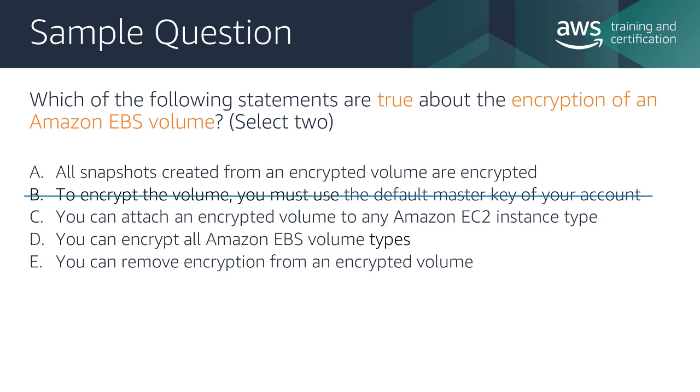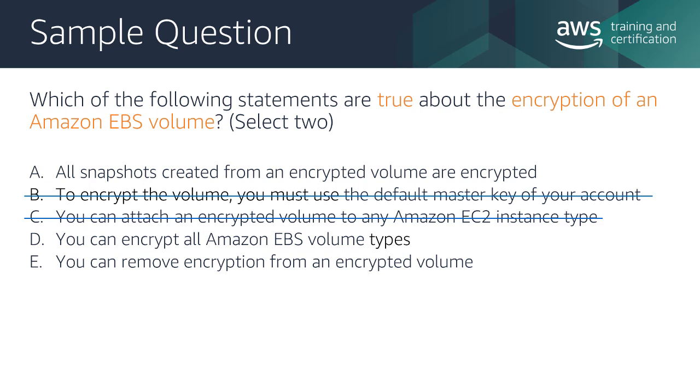I'm going to get rid of option C. You can attach an encrypted volume to any EC2 instance type. No, we have a number of instances that do not have the Intel Advanced Encryption Standard New Instructions, AES-NI instruction. You want to make sure that you've got the right instance type so you can attach it. It's not to say you couldn't use operating system level encryption for any of these, but if you want the volume encrypted, only specific instance types.